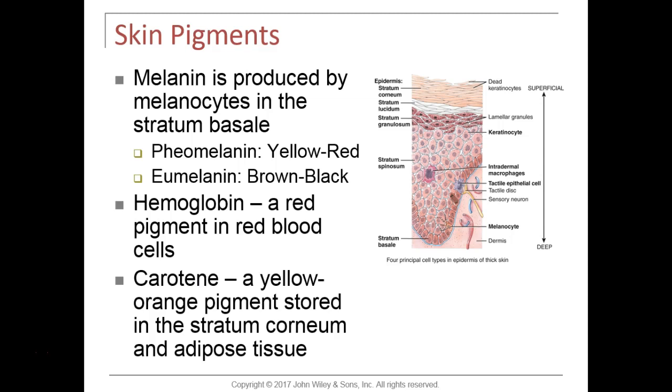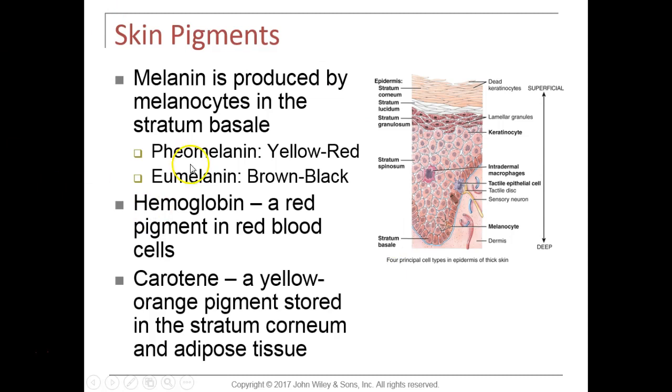Now, let's get into the skin pigments and skin color. So I mentioned earlier that we have these cells, which are called melanocytes. Melanocytes are the cells that produce a skin pigment. It's not the only pigment, but they produce the skin pigment called melanin. Now, depending on your genetics, you may produce more or less of one of these types.